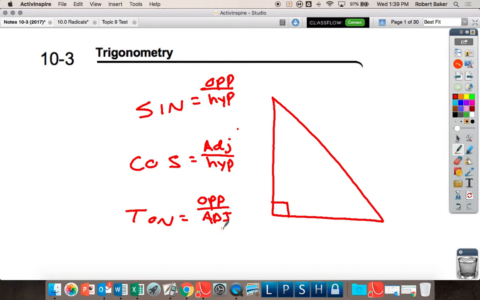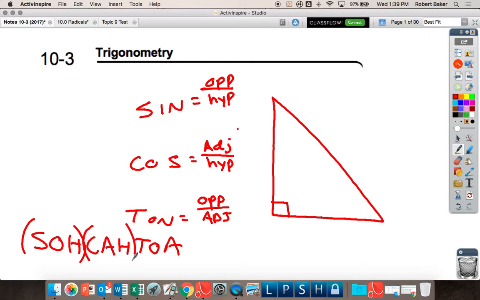So someone decided to come up with this thing called SOHCAHTOA. Have you heard that before? I have a hard time spelling it. SOHCAHTOA looks like this. And it says that sine is opposite over hypotenuse, cosine is adjacent over hypotenuse, and tangent is opposite over adjacent. SOHCAHTOA. Does that help anybody? Yeah?